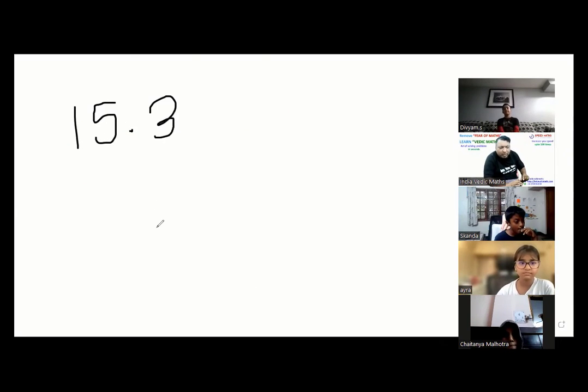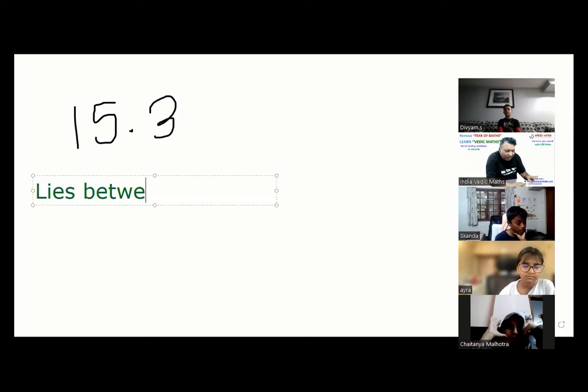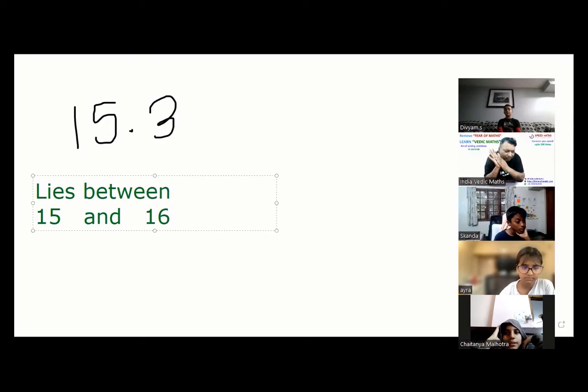15.3, this lies between which two whole numbers? Sir, 15 and 16. Correct. Lies between 15 and 16. Very good.